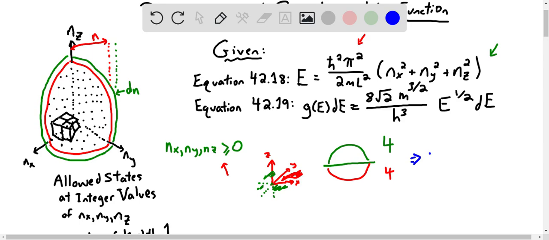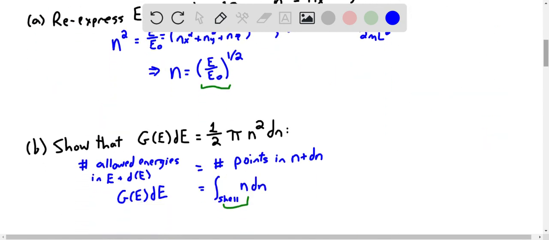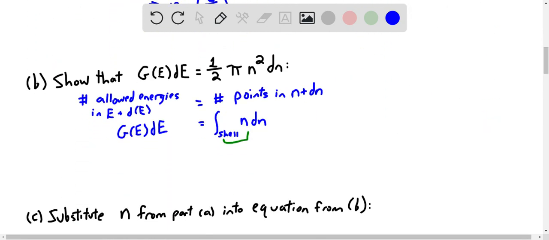So we're only using 1/8 of the sphere surface. So that means that this becomes 1/8 times the surface of the sphere. This is, remember, radius.